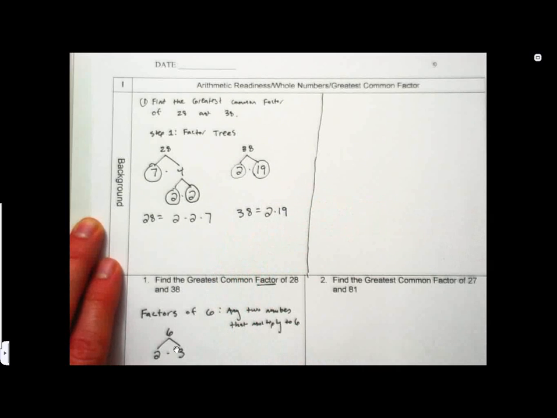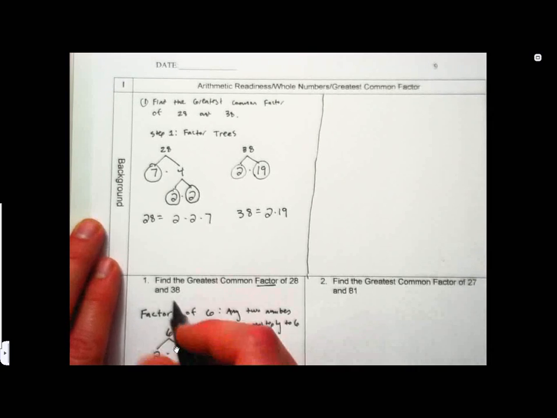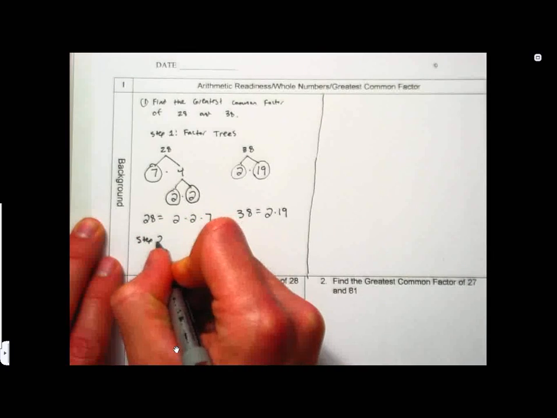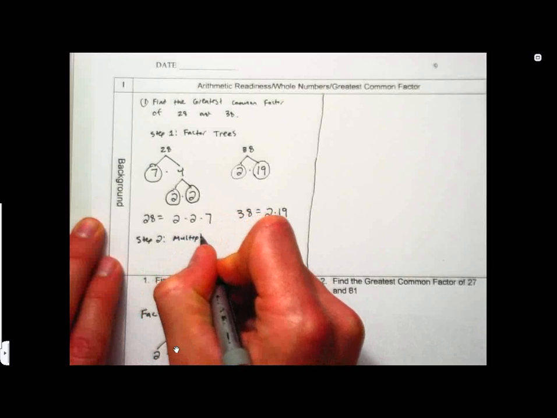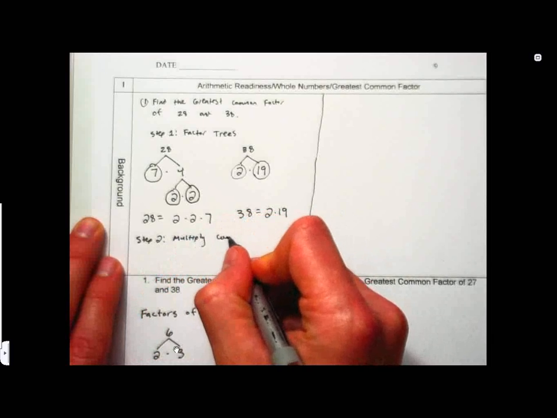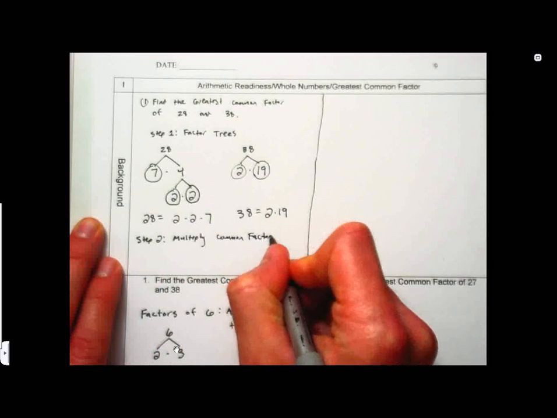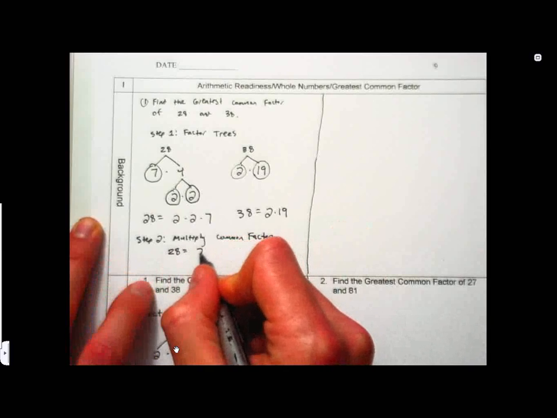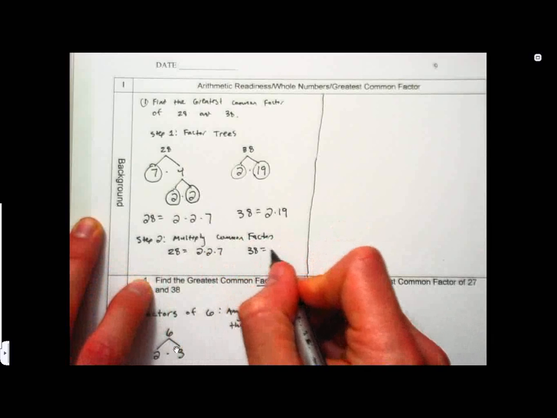Okay, so that's step 1 in the process, is just to break the numbers down using a factor tree. Now step 2 in the process is to multiply together their common factors. And that's going to give us our greatest common factor. So in this case, we've got 28 is equal to 2 times 2 times 7. And 38 is equal to 2 times 19.